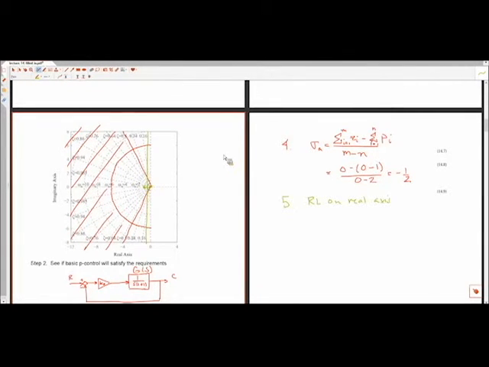Proportional controller will never get you there because we cannot select the gain KP such that our closed loop poles are in this region. That's not a possible solution. Yes? Are you saying specifically for this transfer function? For this transfer function. Yeah.